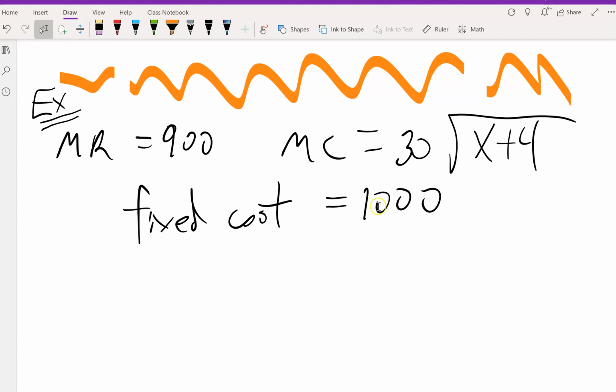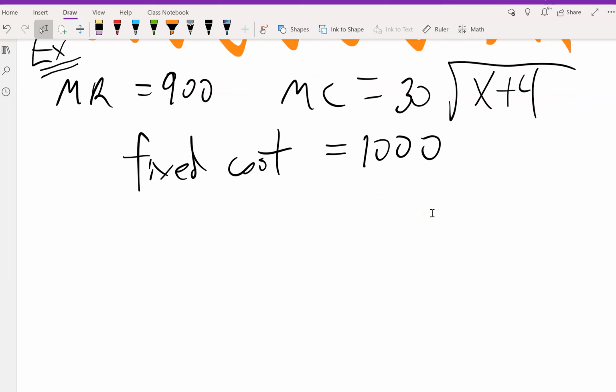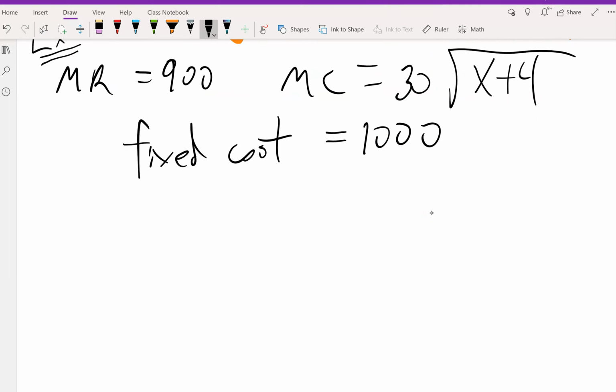Your fixed cost is $1,000. So your marginal revenue function is 900. Your marginal cost function is here. Your fixed cost is $1,000. We have one question I have on the table. What is the profit function? Can you form the profit function?